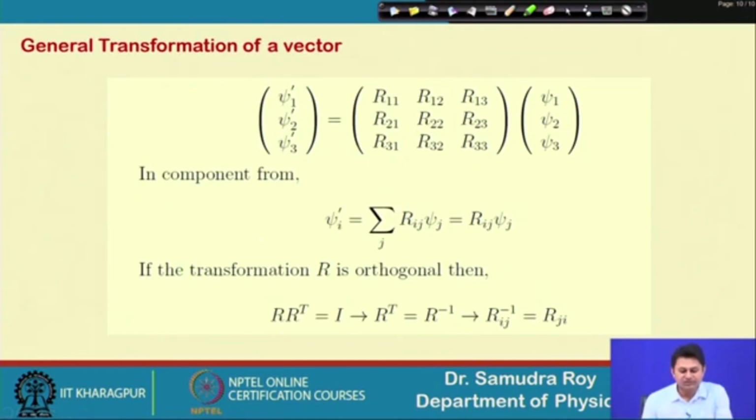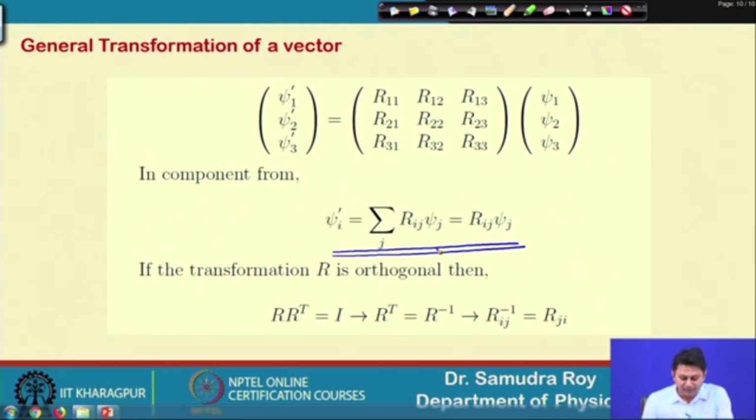But before that, we generalize the transformation of a vector. If R1, R2, R3 is a generalized operation matrix, I can write this in index notation like this. The ith component, if I write it as psi i prime, is represented by R11, R12 and R13. So it is eventually R_ij psi_j.